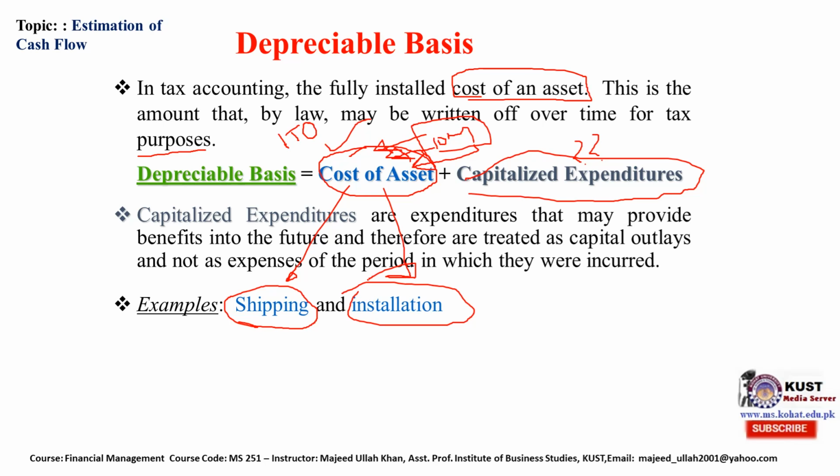Capital expenditures are basically those that are incurred and whose benefit can be enjoyed for more than one accounting period. We call it capitalized expenditure. Revenue expenditures are those expenditures whose benefits are enjoyed for that specific accounting period, which is called revenue expenditure.